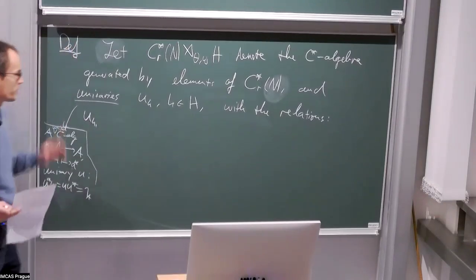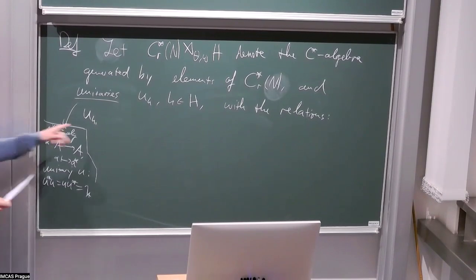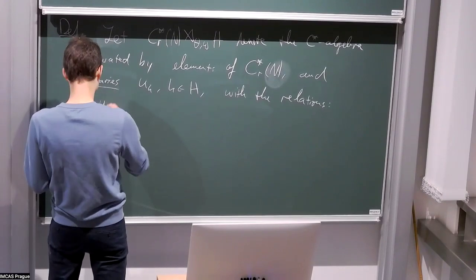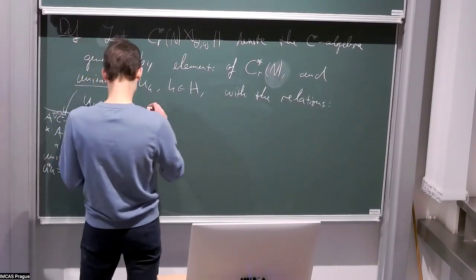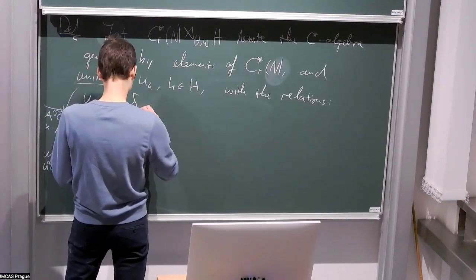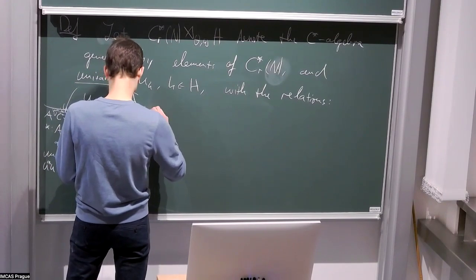Or unitary operators, if you like operators. So how do these unitaries interact with each other? If I multiply u_h1 with u_h2, I can almost commute them, but not quite, because I get a factor that depends on the cocycle. So what do I do?